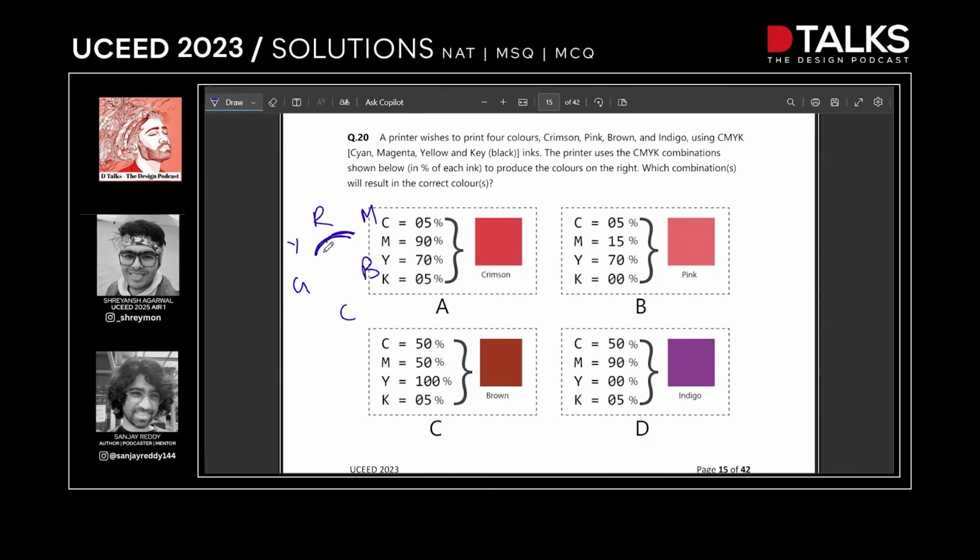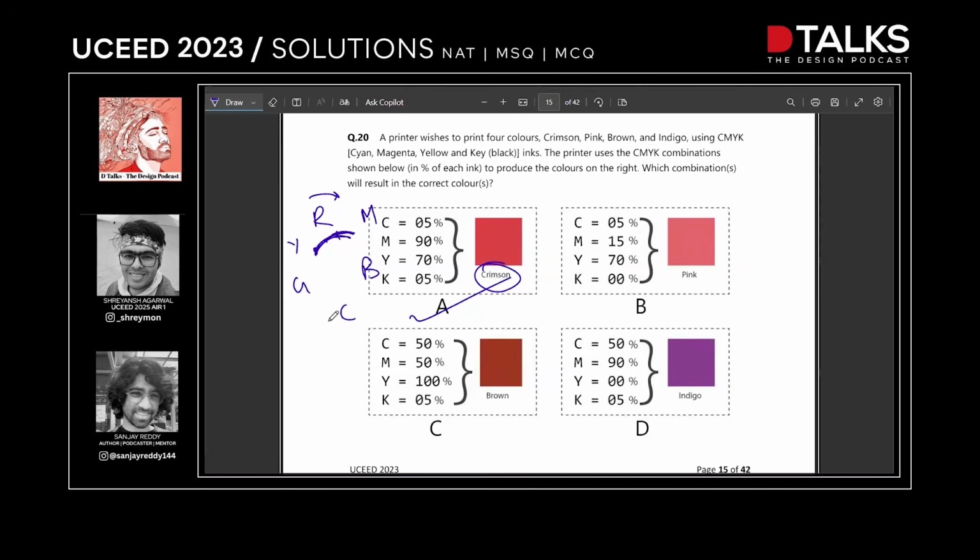ठीक है? And it has some amount of yellow and बहुत ही थोड़ा सा amount of, so see M and Y are on the opposite sides, right? So since it's more M than Y, it means ये red थोड़ा magenta की तरफ जाएगा. It's not exactly red, it's थोड़ा सा towards magenta, and crimson is red with a slight bit of pink. Right. So that is red towards magenta. So A is correct.